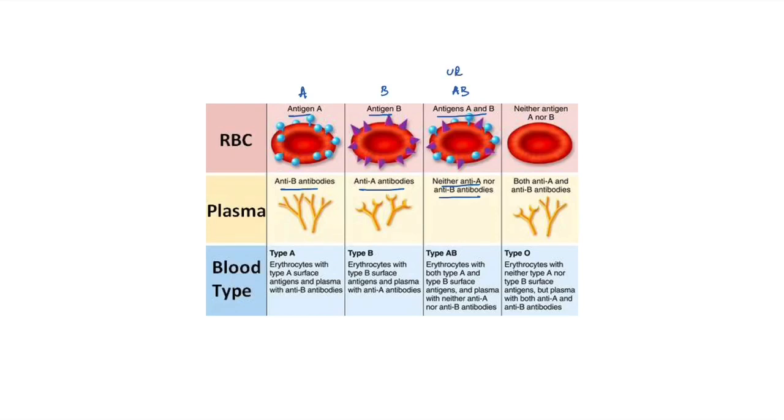Now let us see about type O. Type O has neither antigen A nor B on RBC and it has both anti-A and anti-B antibodies. This is known as universal donor. This is type O.